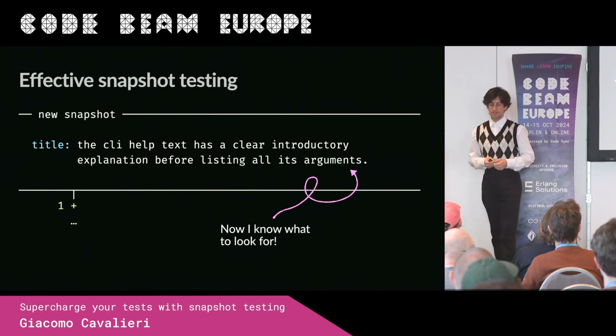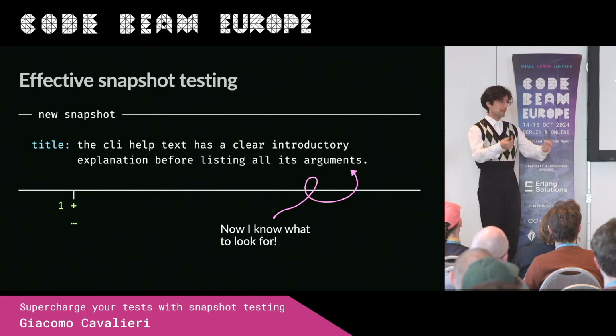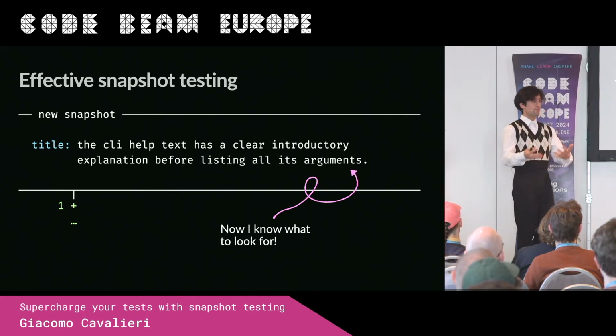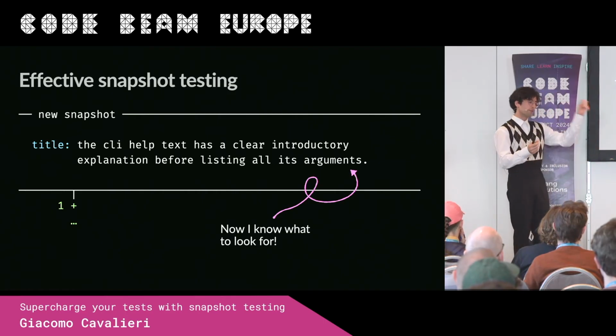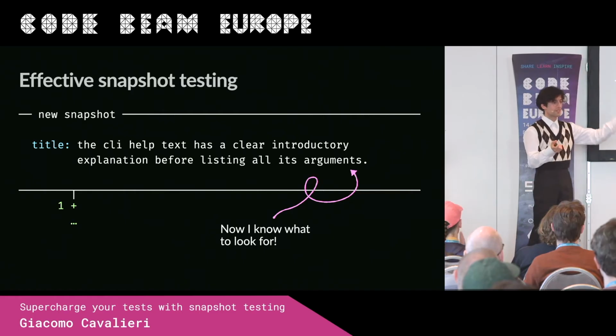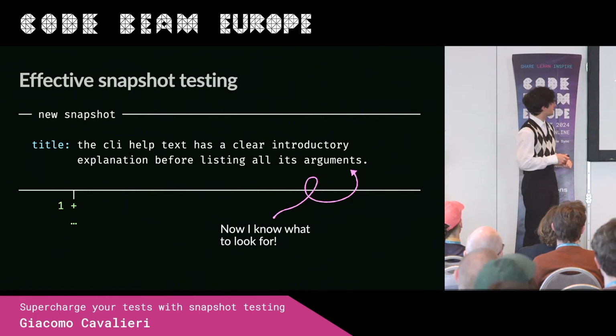Using a long descriptive title not only helps you, the creator of the snapshot, but also other people who have to review the snapshot, because then they won't have to go back and forth from the test code to the snapshot to the test code back and forth.